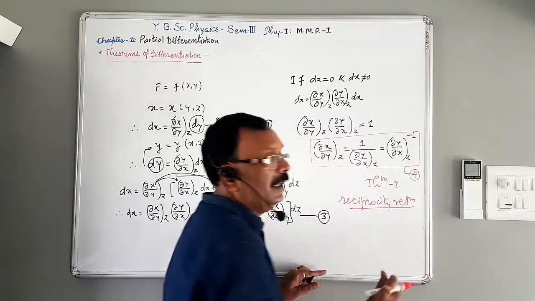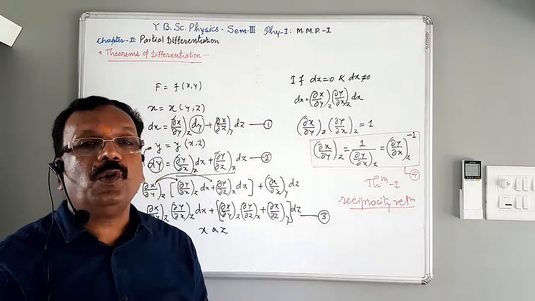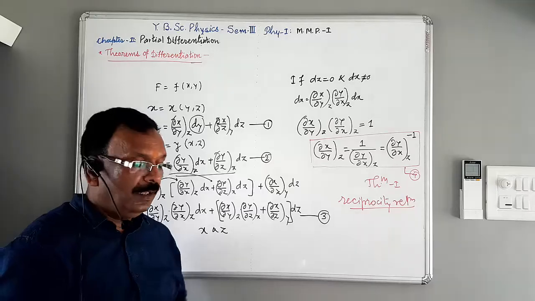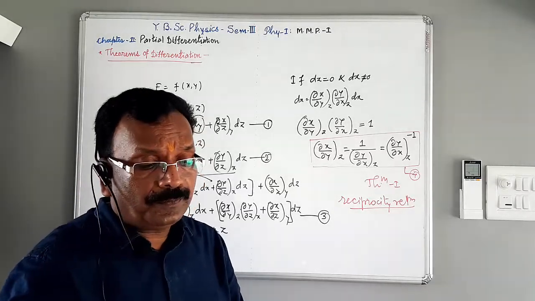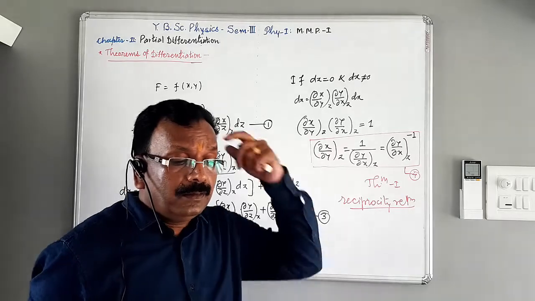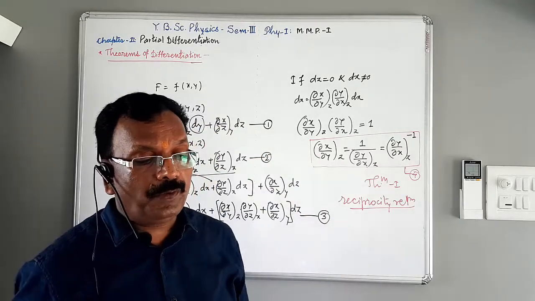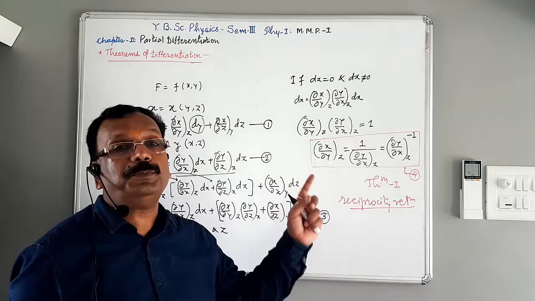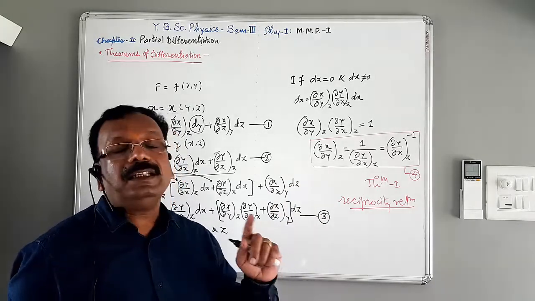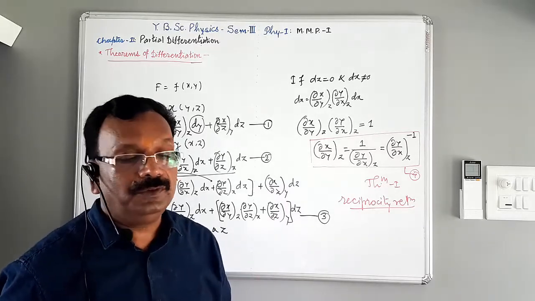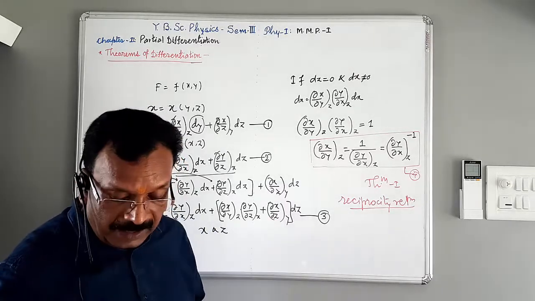Reciprocity relation, and it holds true provided both partial derivatives exist and neither is equal to 0. Okay. Now we have to see the second theorem.